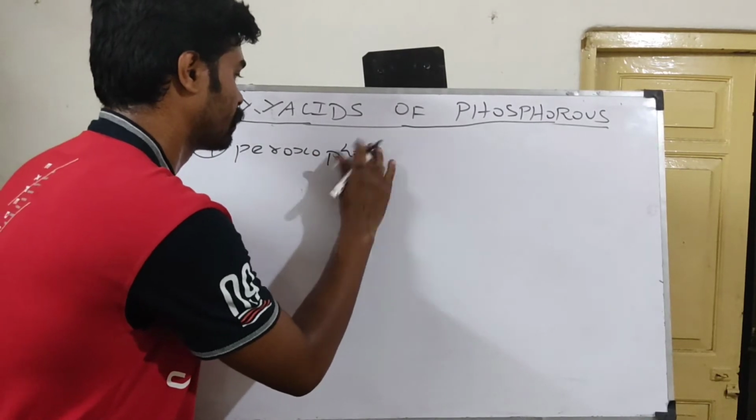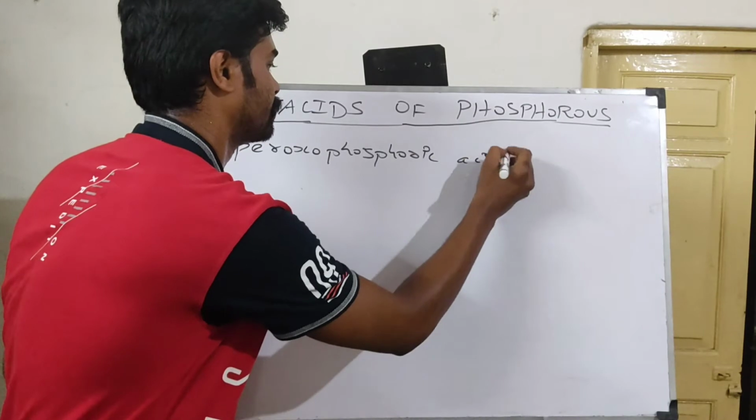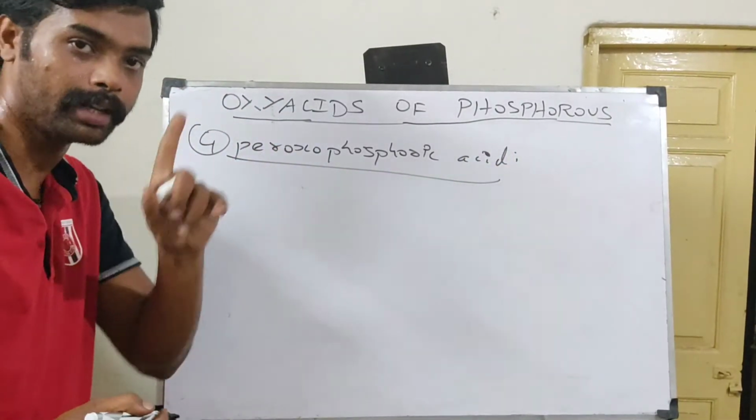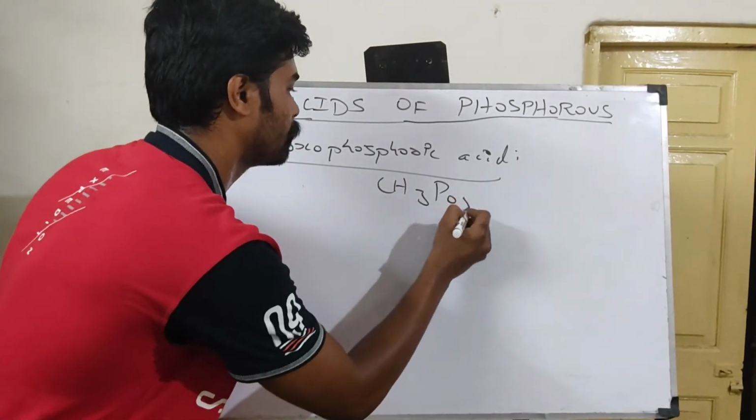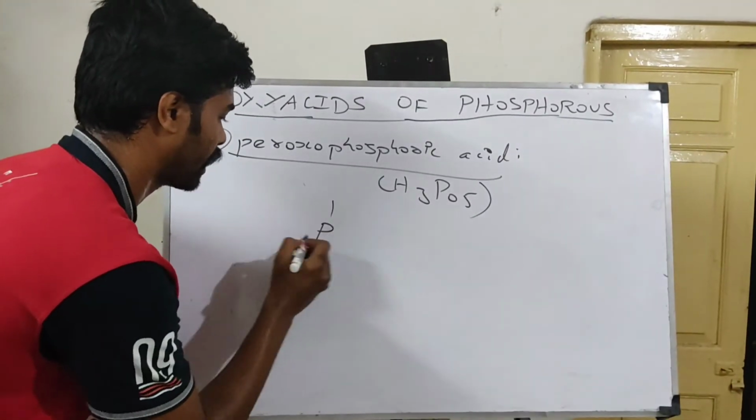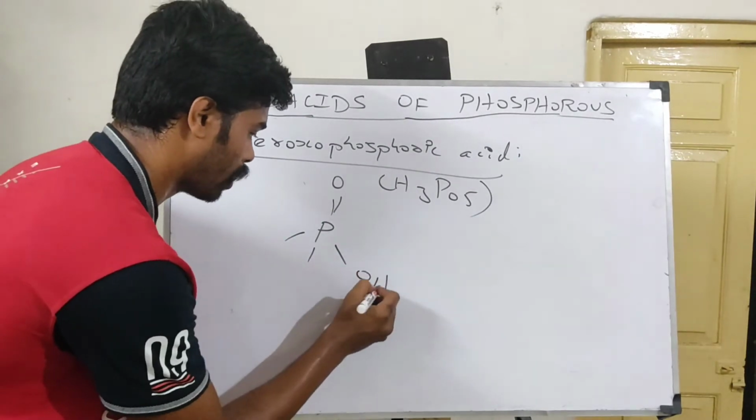Okay, the next acid we are going to see is peroxophosphoric acid. So I told you what peroxo means. I'm going to have at least one O-O linkage. So now the formula goes like this: H3PO5, right? So I'm going to have it again tetrahedrally surrounded, one P=O and one OH.